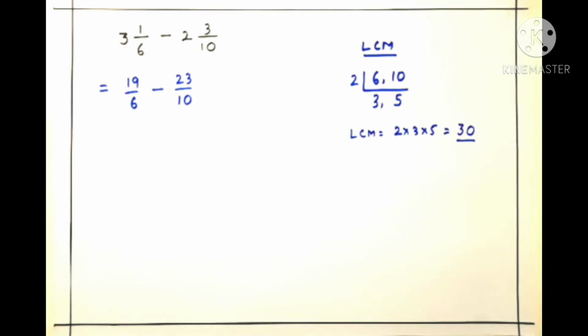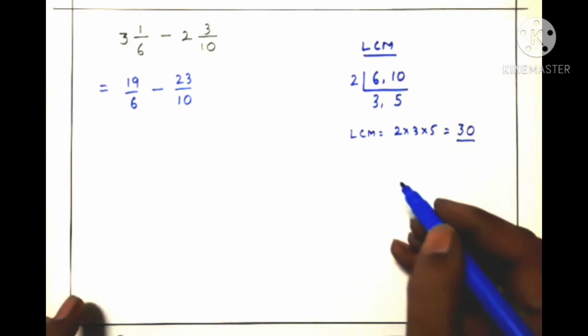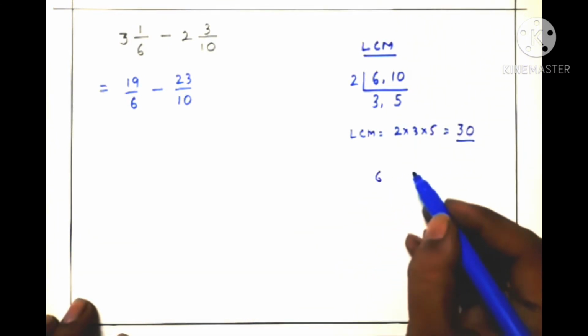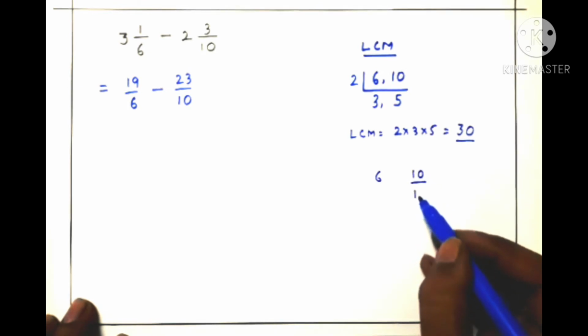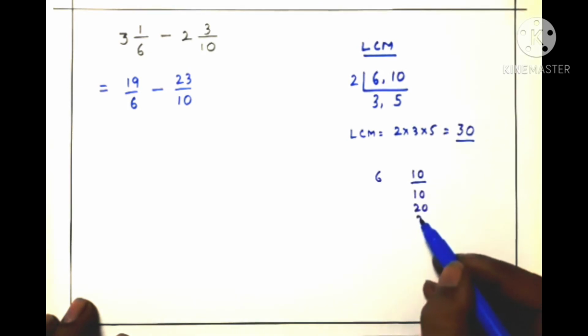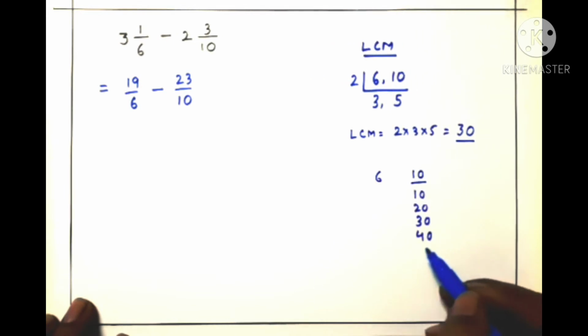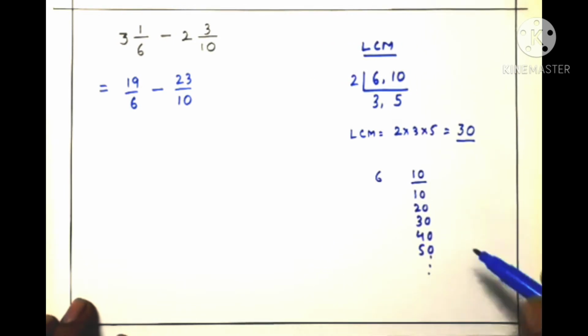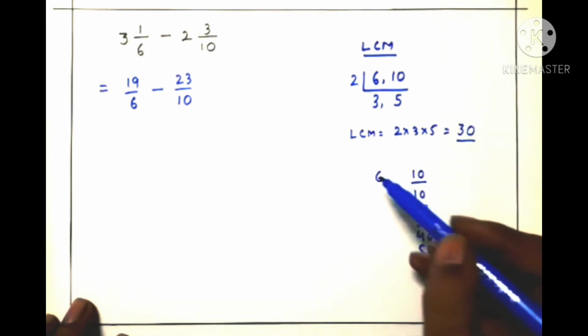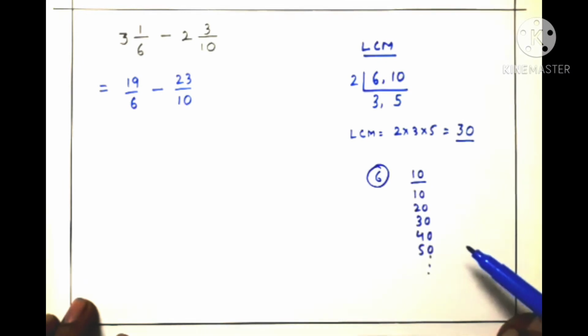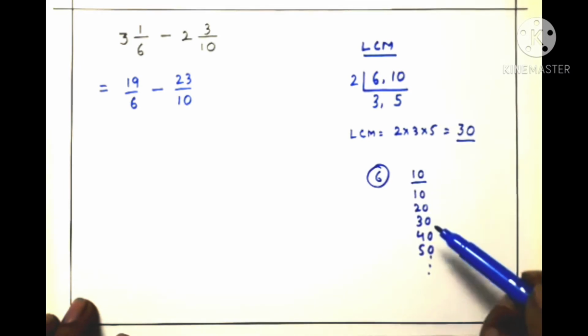So there are many ways of finding the LCM. Like we can pick up the bigger number. So out of 6 and 10, 10 is the bigger one. So we'll just list down the multiples of 10, that is 10, 20, 30 and 40, 50 and so on. While listing out these multiples, we have to see which one comes in the table of 6, or else which of the numbers are divisible by 6.